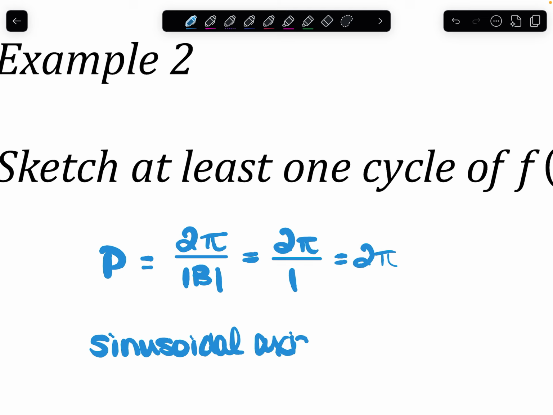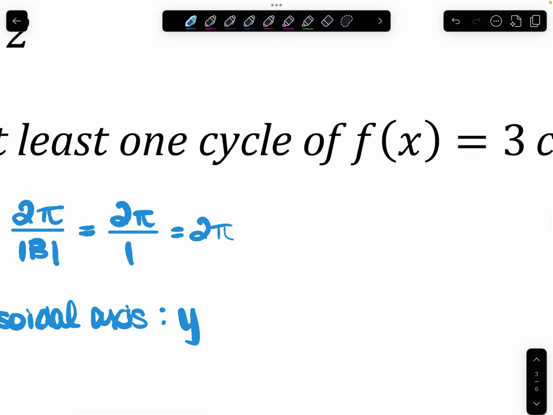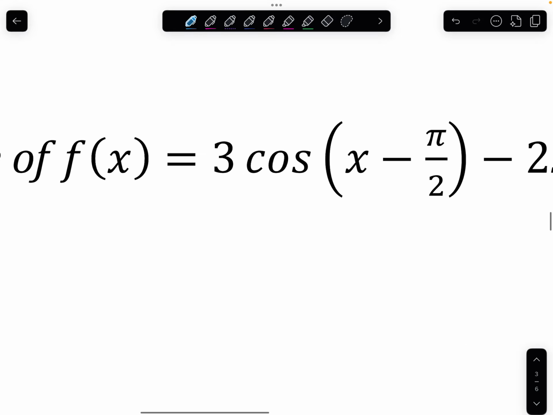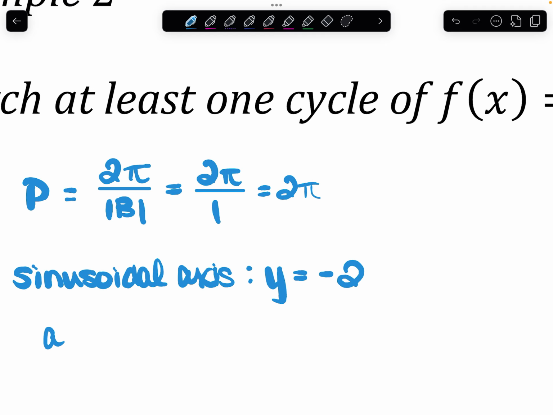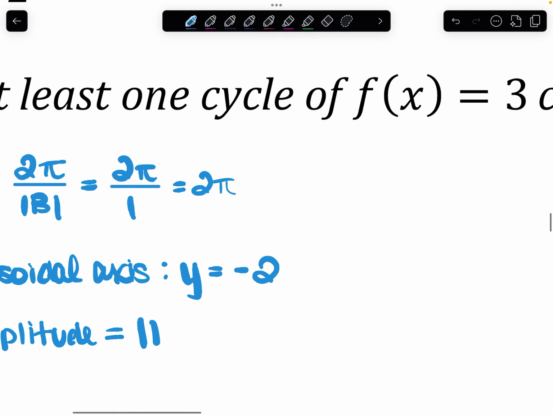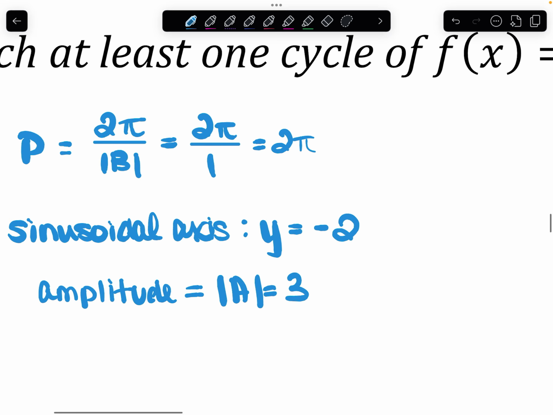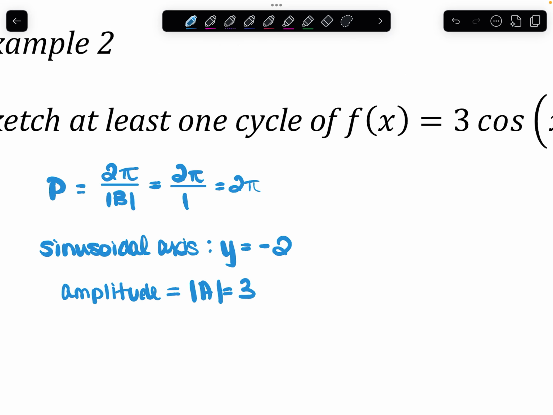Remember, the sinusoidal axis is the midway point between the highs and the lows. Our sinusoidal axis, which is the vertical shift factor, is -2, because we went down 2. And our wave height, or amplitude, is the absolute value of A, which is 3. It's the number sitting in front. So that means from -2, we will go up 3 to reach a high of 1. We will go down 3 to reach a low of -5.